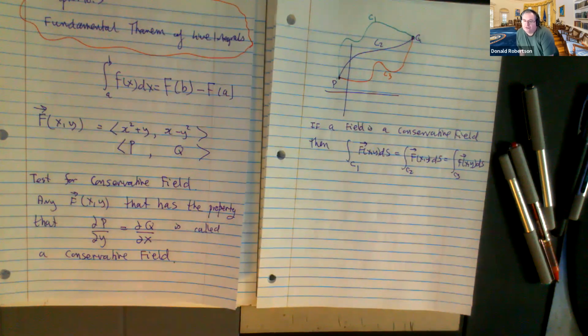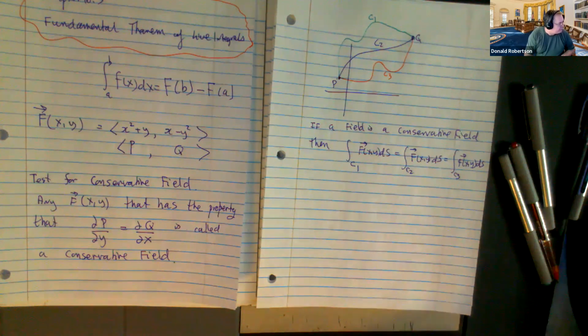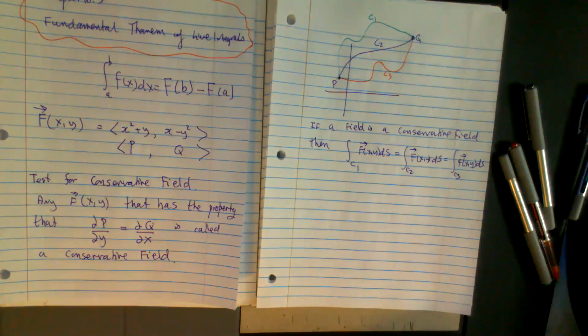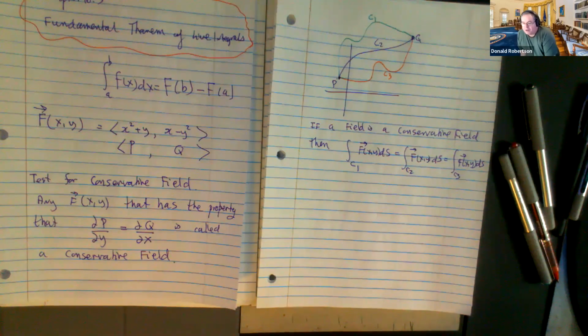Now, since that's true, wouldn't you always pick a straight line from P to Q? Because wouldn't that typically be the easiest way to get from P to Q? Unless it's polar. If you had a polar function and you were trying to go around a circle, it might not be the easiest to use a straight line. But actually a circle's a special case.